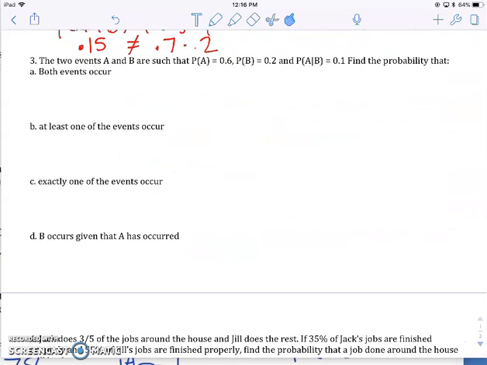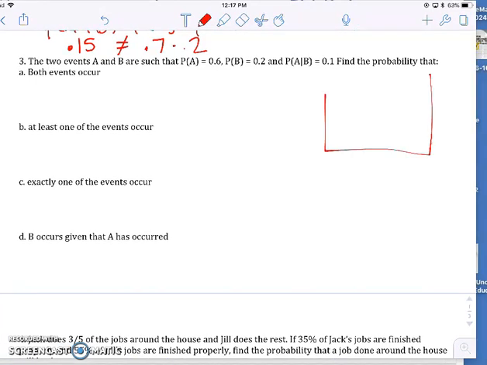So number 3, two events A and B are such that the probability of A is 0.6, the probability of B is 0.2, and the probability of A given B is 0.1. Find the probability that they both occur. All right, so let's see what we can do here. So we don't know X. We know this is 0.6 minus X and 0.2 minus X, but we don't know what goes on the outside.